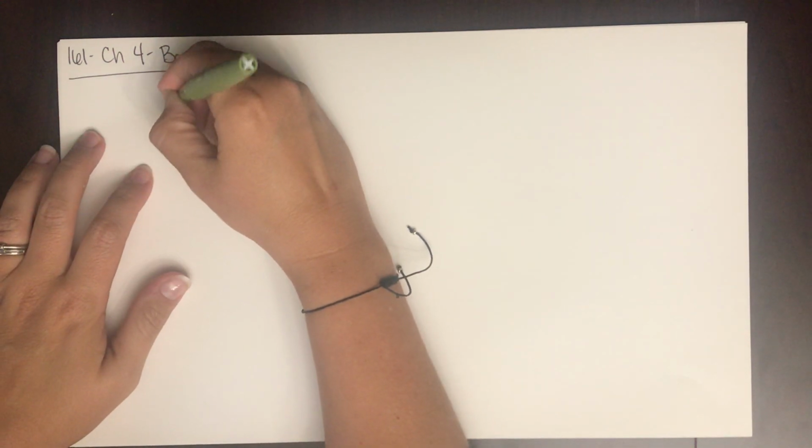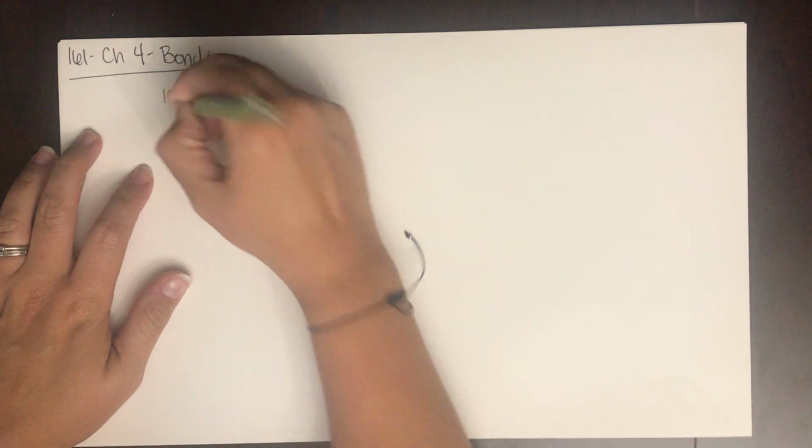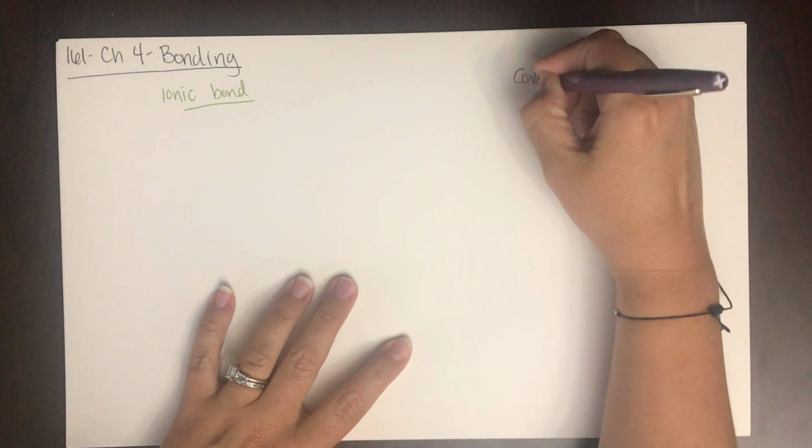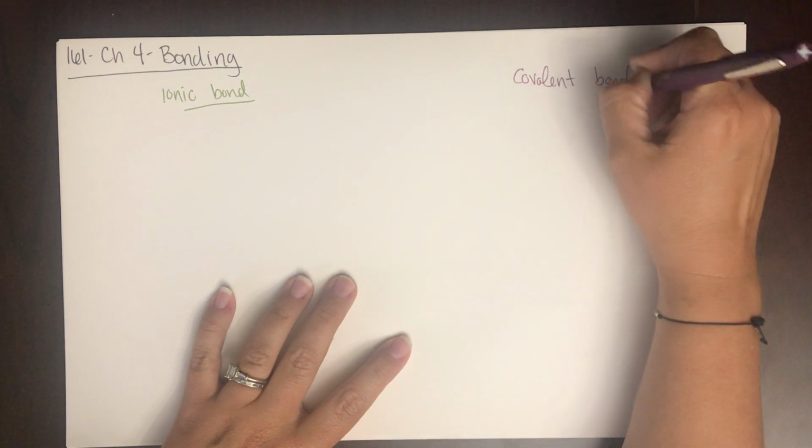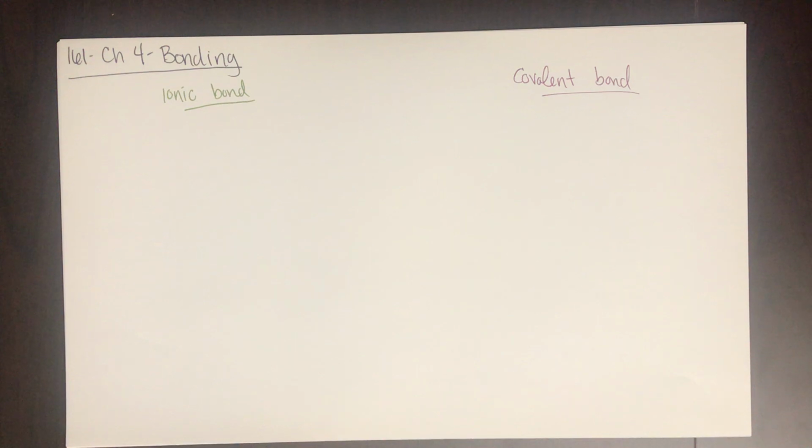Okay, so in chapter 4, we're going to talk all about bonding. And there's two types of bonds that we are going to talk about in this chapter, and that is something called an ionic bond and a covalent bond. Okay. So we're going to start with ionic bonds. We'll talk all about them, and then we'll spend the next few videos on ionic bonds, and then we'll move on to covalent bonds a little bit later.